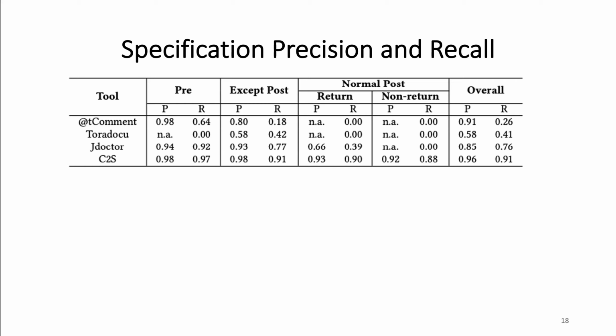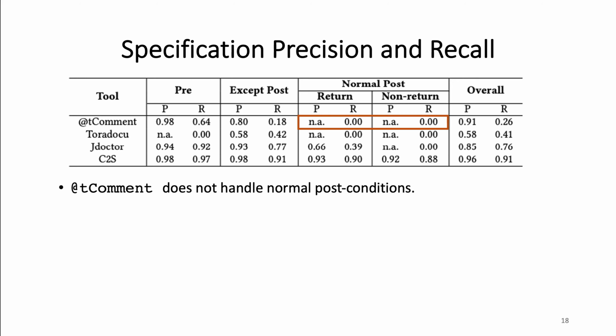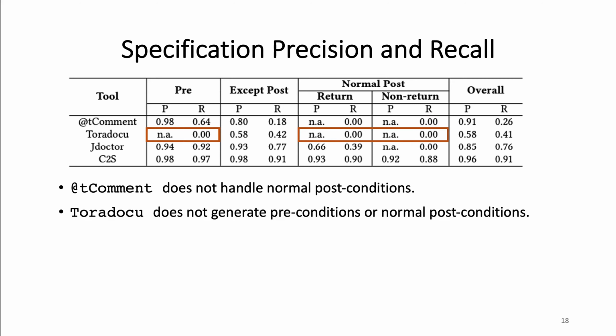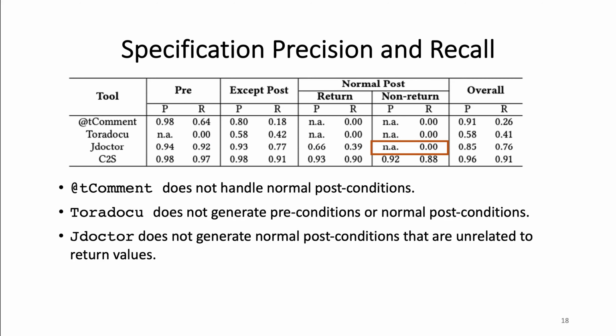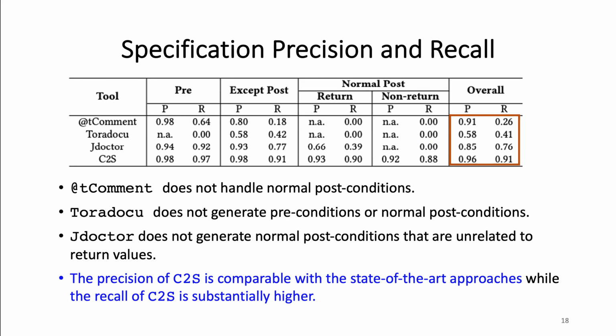Among them, add T comment does not handle normal post conditions. Pterodactyl doesn't generate preconditions and normal post conditions. JDoctor doesn't generate post conditions that are unrelated to return values. So in summary, we can see that the precision of our system is comparable with the state-of-the-art approaches, while the recall of our system is substantially higher.